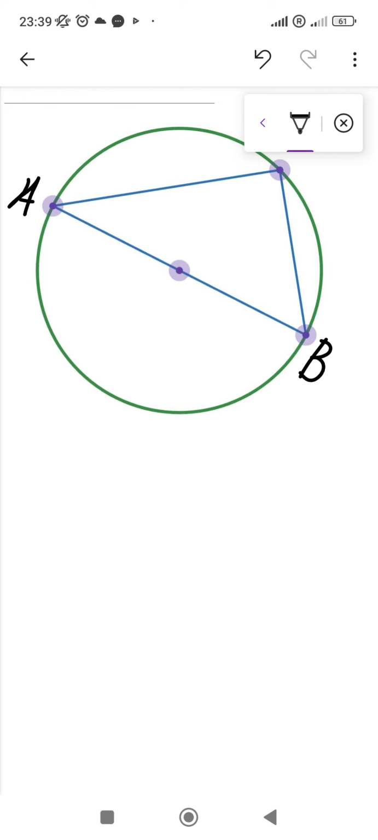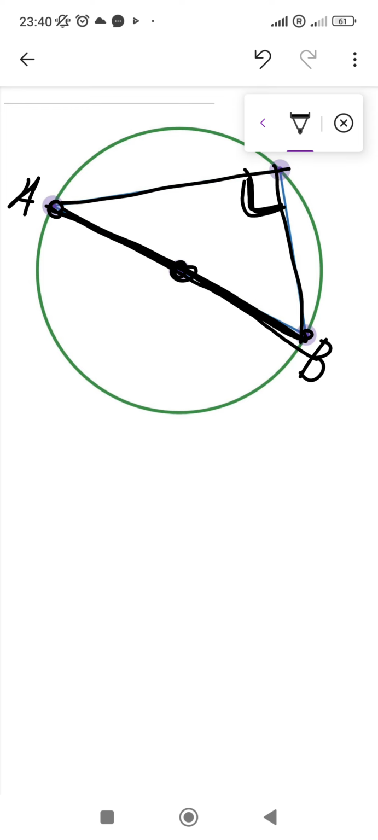So that is our theorem 3. So A and B, provided this is a diameter, it's a line that goes from one point to the other point through the center. Provided we have a diameter, wherever it subtends towards will form a 90-degree angle.